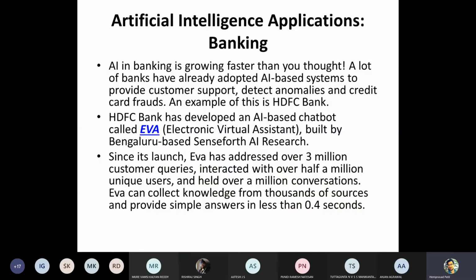So HDFC Bank already uses this particular AI-based chatbot called EVA, built by Bengaluru-based company called SenseForth AI Research. Since its launch, EVA has addressed over 3 million customer queries, interacted with over 500,000 unique users, and held over 1 million conversations. EVA can collect knowledge from thousands of sources and provide simple answers in less than 0.4 seconds.